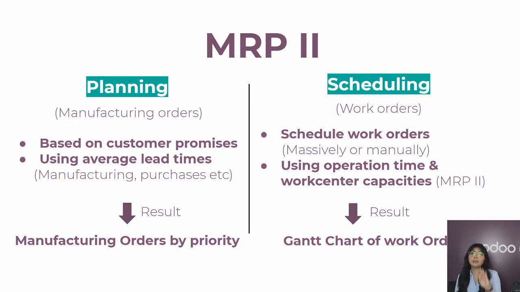Ngayon, after nating i-plan yung mga orders natin, meron naman din tayong scheduling. Sa ating scheduling naman, titignan natin kung ano yung mga kailangan gawin para matapos natin yung mga manufacturing orders natin, which is your scheduling your work orders. And then you have your using your operation time and work center capacities. So, depende kung ilan yung work centers mo, ilan yung kayang gawin ng mga work center mo, at kung gaano katagal mag-manufacture within each work center or within each product. Ang mangyayari nun, makakita tayo ng ating Gantt chart ng mga work orders at ipapakita rin natin to mamaya. Okay?